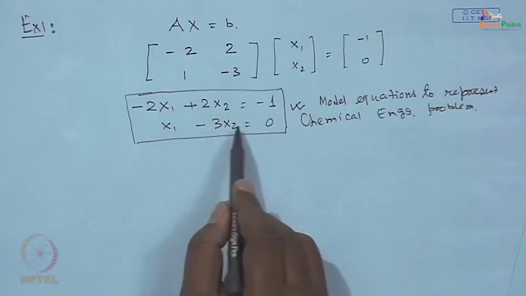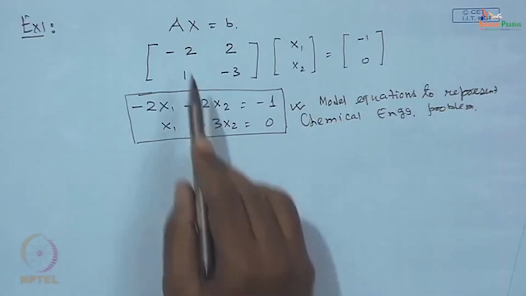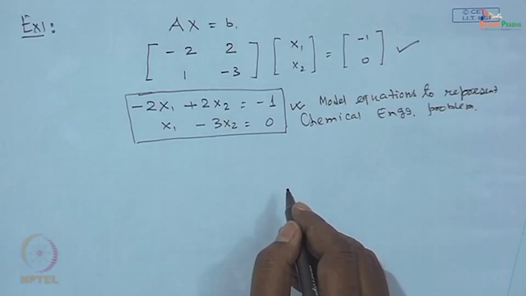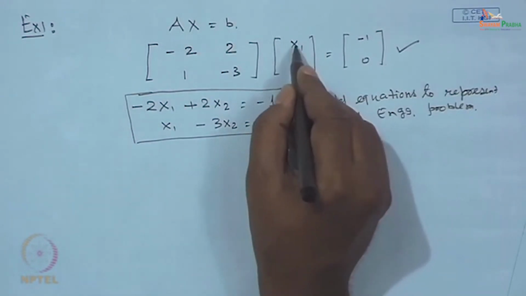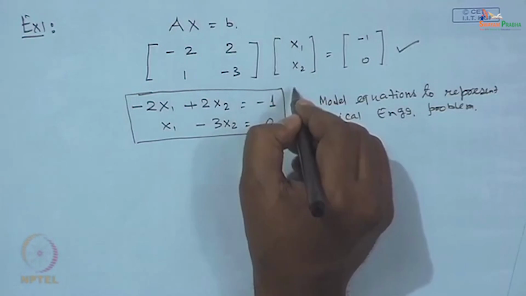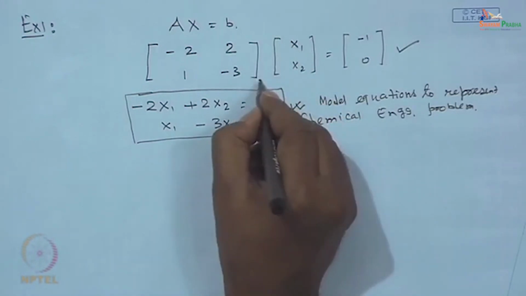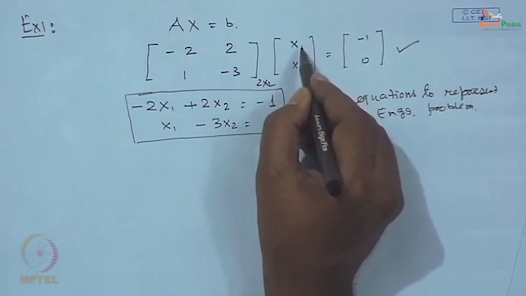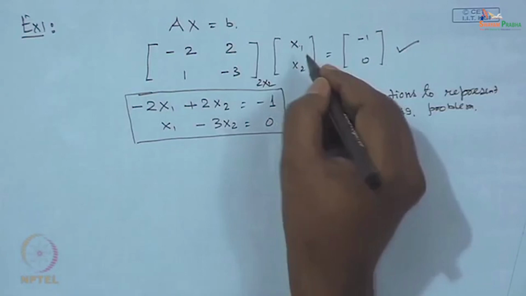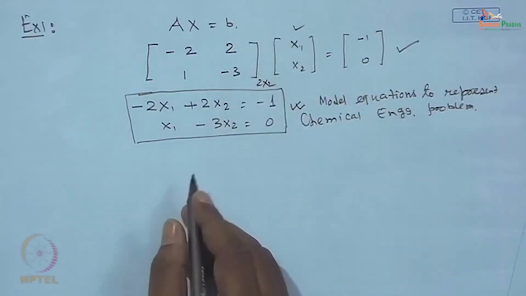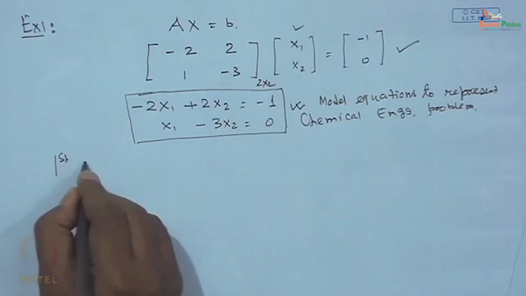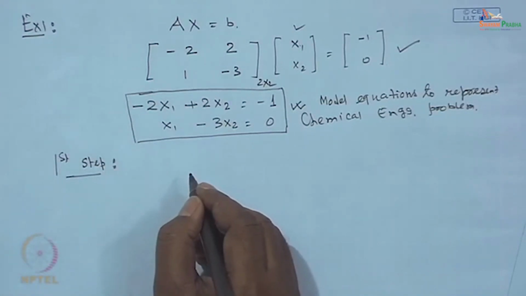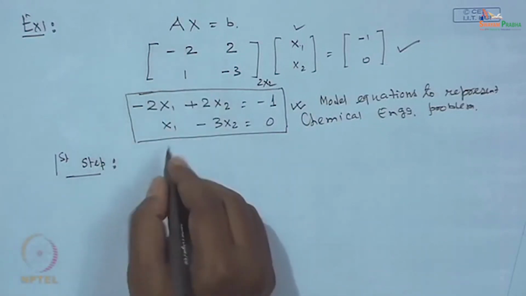These two equations can be written in a compact matrix form as A x equal to b in this fashion. Now, our aim is to find the solution vector x1, x2. In this case, since it is a 2 by 2 matrix, we will be having only two elements in the solution vector, x1 and x2. So, our aim is to obtain x1 and x2. So, first step, we find the eigenvalues lambda i of matrix A.